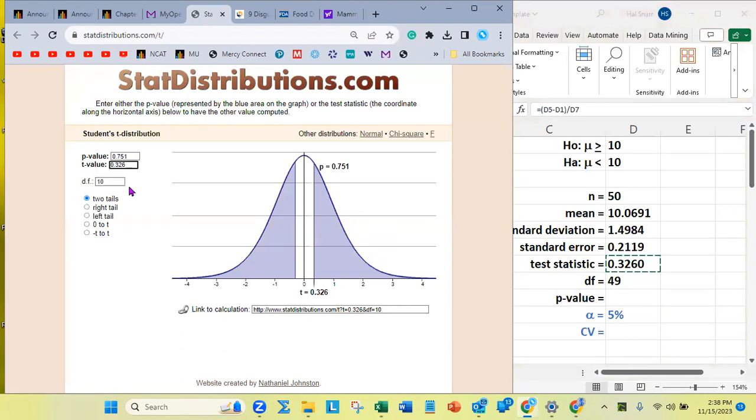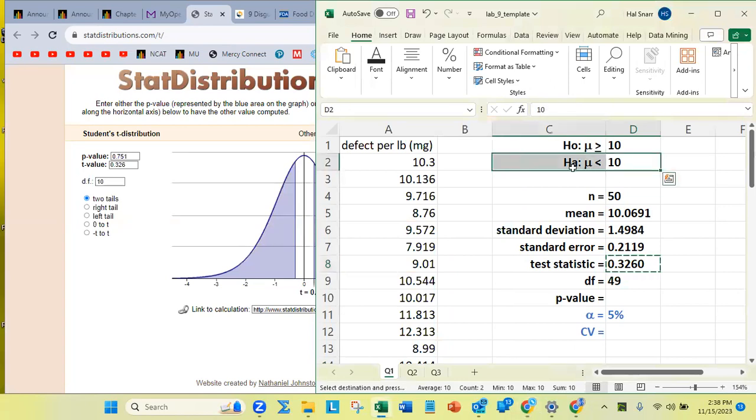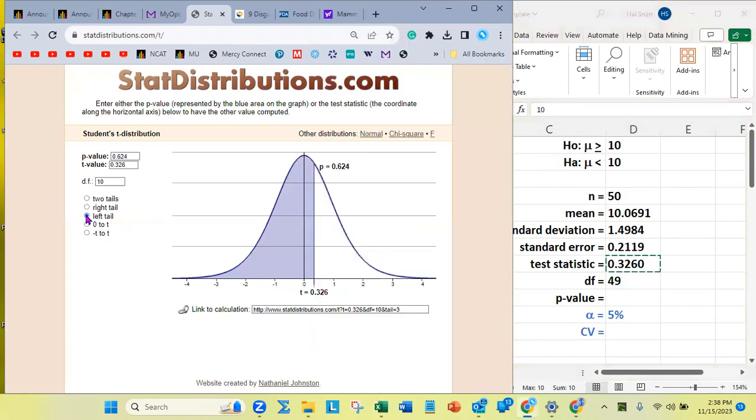Okay, so there's my t-value. And then I got to come up here to my alternative hypothesis. My alternative hypothesis says it's a lower-tailed test. So I want only the left tail of the distribution here. And so I got the left tail of the distribution. I got a p-value of 0.3260. And then I need to set my degrees of freedom. My degrees of freedom are 49. Yep. So my p-value is pretty close to 0.627, but I need it to 4 decimals, not 3 decimals.